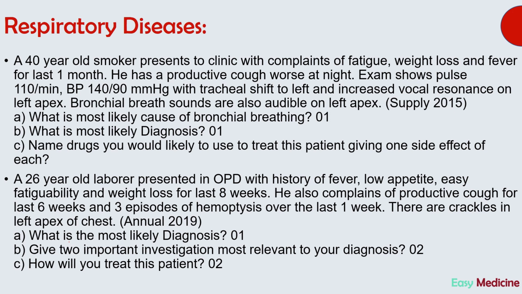The next question is, a 26-year-old laborer presented in OPD with history of fever, low appetite, easy fatigability, and weight loss for last 8 weeks. He also complains of productive cough for last 6 weeks and 3 episodes of hemoptysis over last 1 week. There are crackles in the left apex of the chest. This question was in annual examination of 2019.